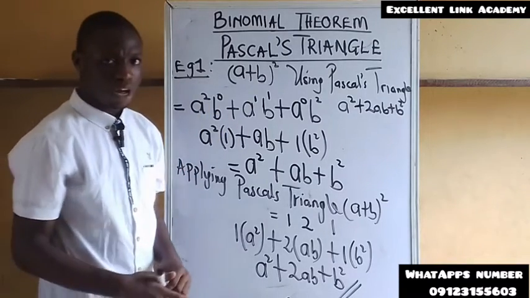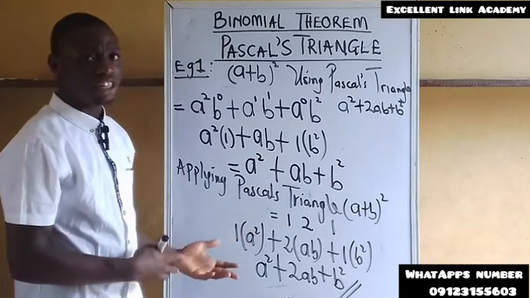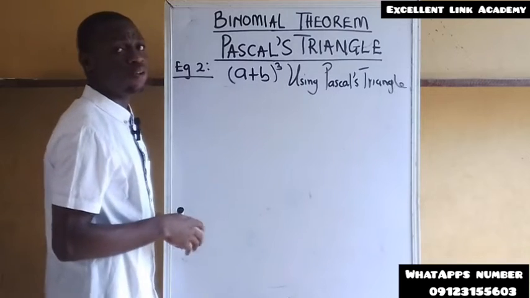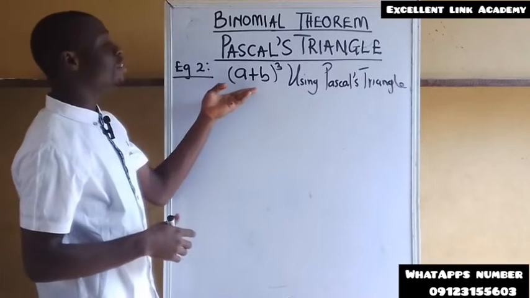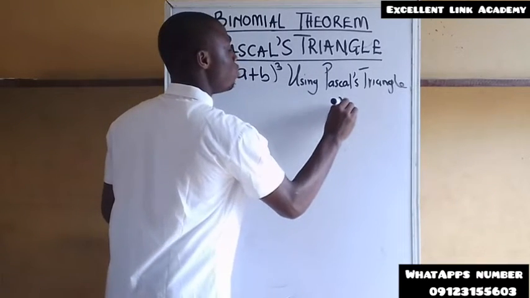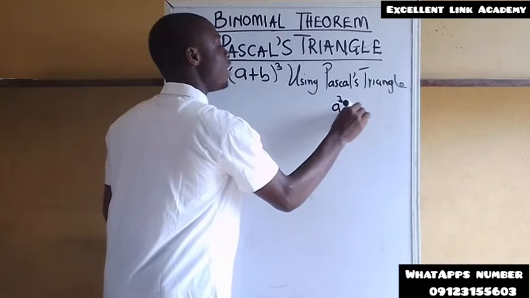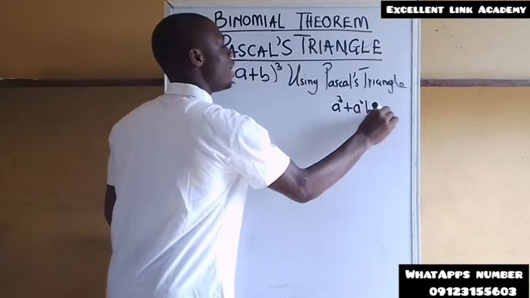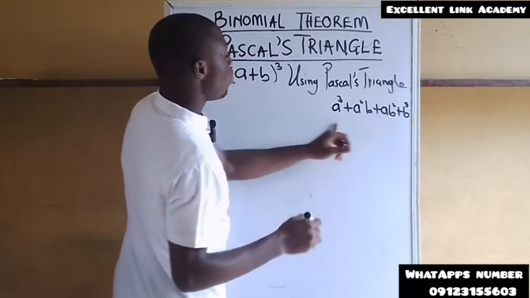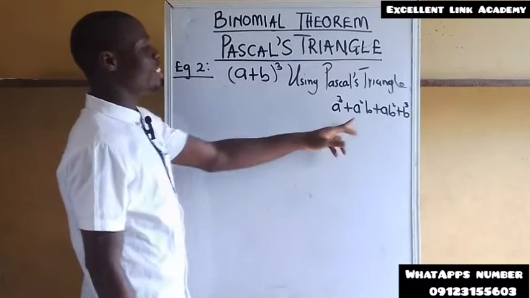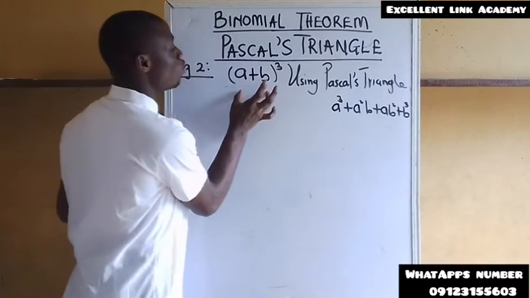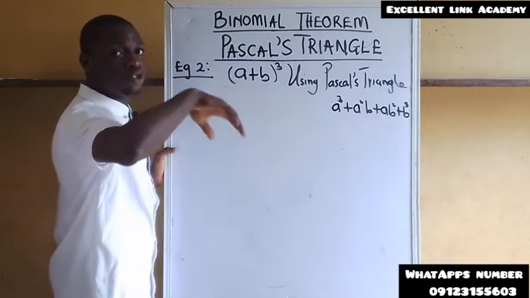Let's take another example and see how we can solve it using the idea of Pascal's triangle. Let's solve this term here. This is example 2. When we solved this in our previous video using the general method, we had A cube plus A squared B plus A B squared plus B cube. Let's see if we apply the concept of Pascal's triangle, whether we are not having the same thing. So what do I do?